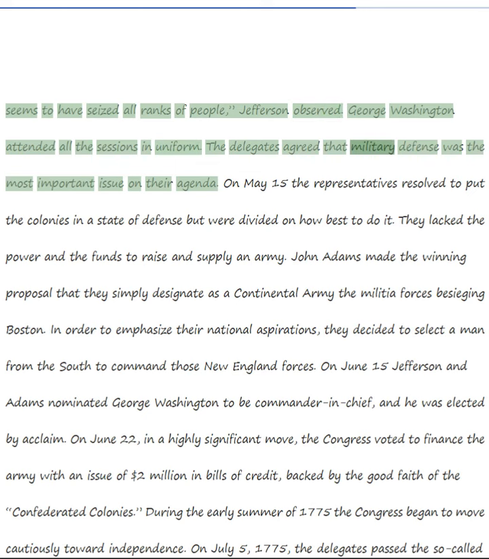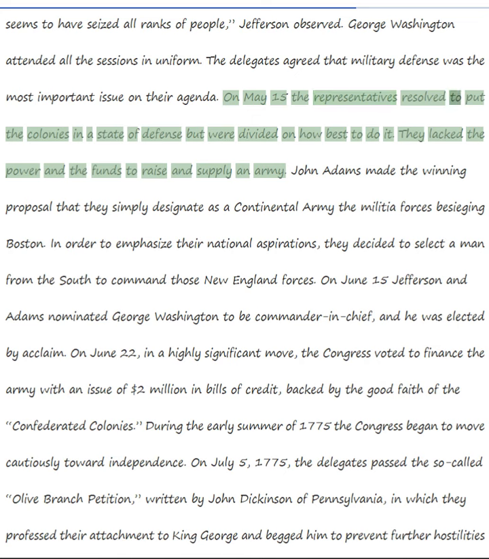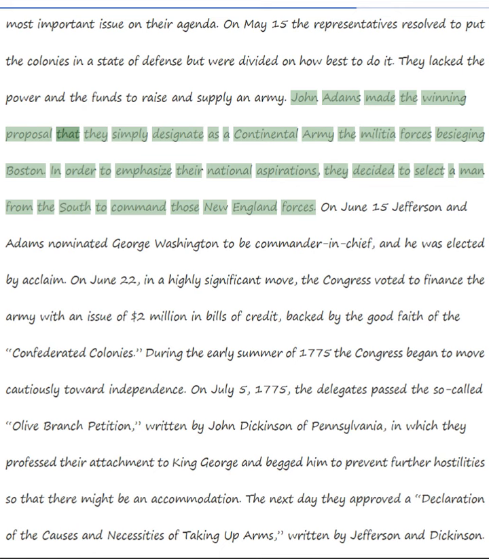The delegates agreed that military defense was the most important issue on their agenda. On May 15 the representatives resolved to put the colonies in a state of defense but were divided on how best to do it. They lacked the power and the funds to raise and supply an army. John Adams made the winning proposal that they simply designate as a Continental Army the militia forces besieging Boston.